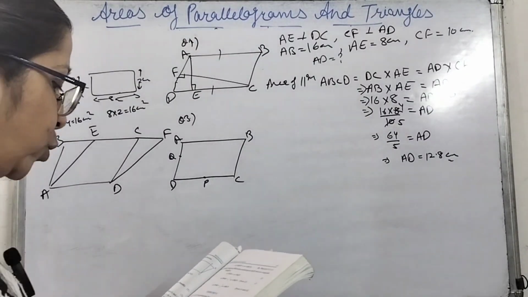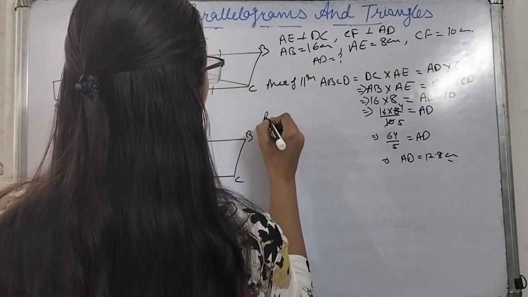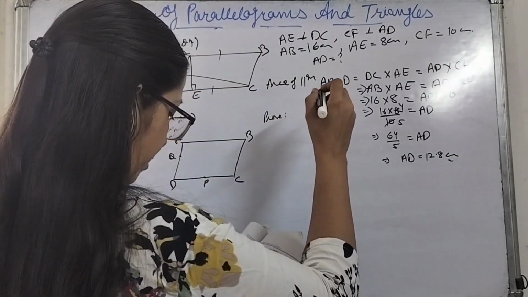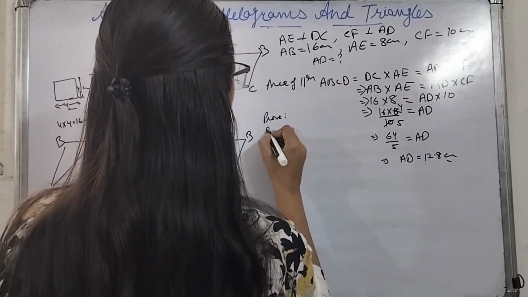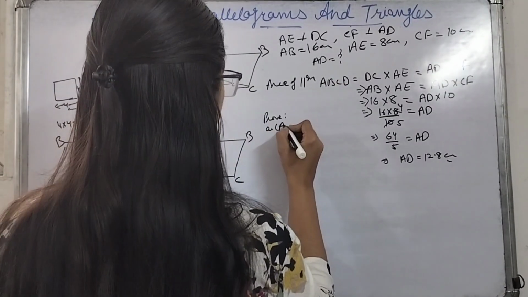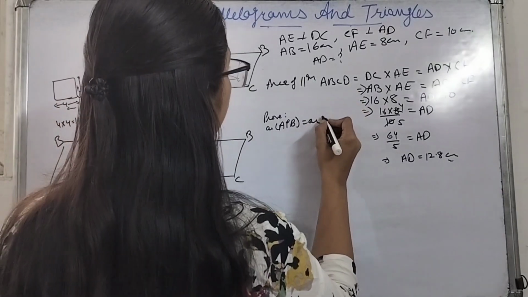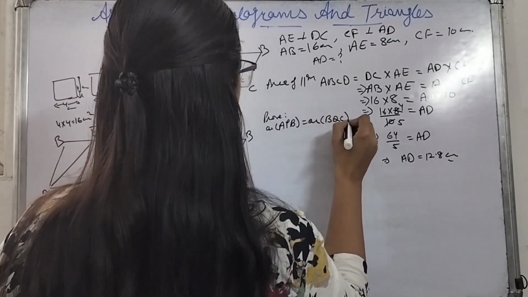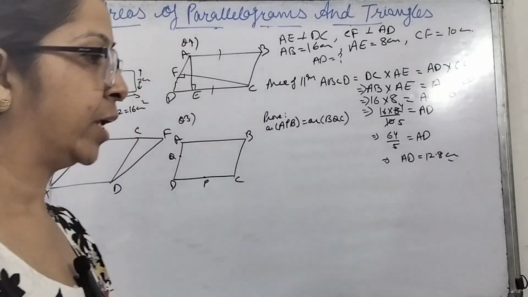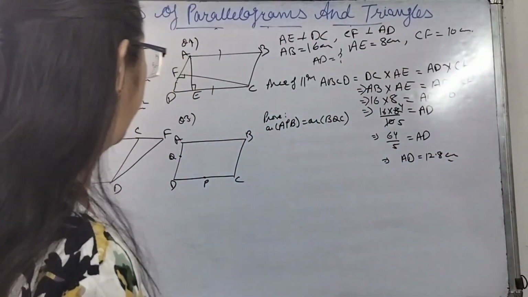Respectively of the parallelogram, show that we have to prove that the area of APB is equivalent to the area of BQC. This we have to prove. Now let's see how we can solve it.